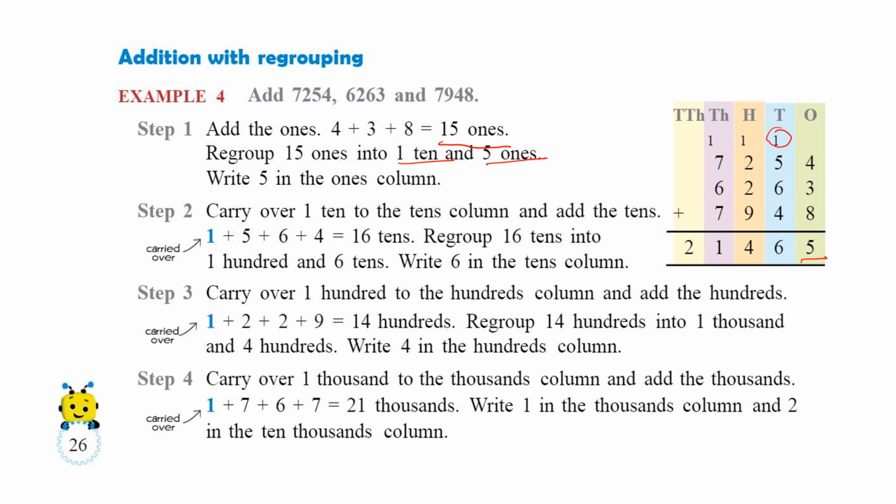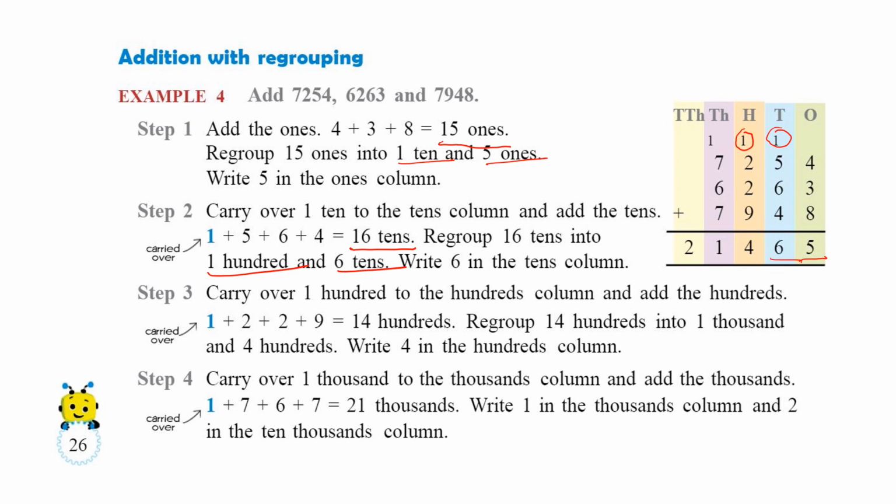So our next step will be adding tens place. So in tens place we start from 4. 4 plus 6 is 10. 10 plus 5 is 15. 15 plus 1 is 16. So 16 tens are there. In the 16 tens we have 100 and 6 tens. So you have to write only 6 tens in tens place and take 100, that is 1, to the hundreds place.